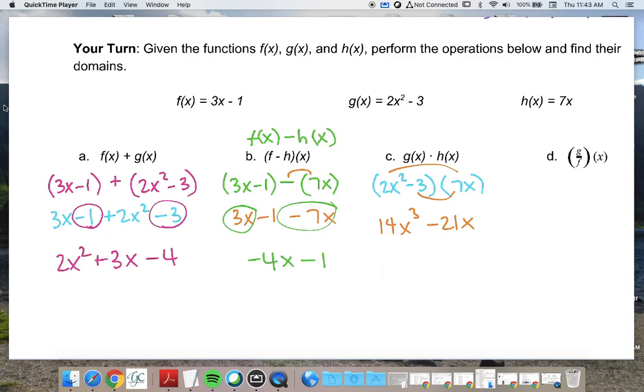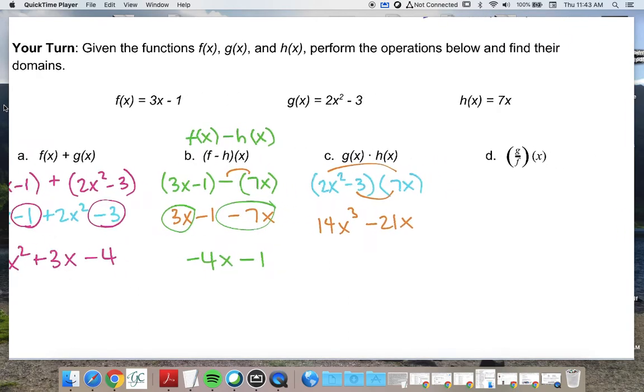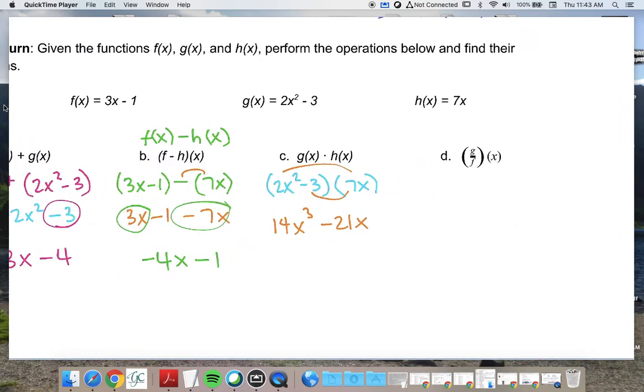All right, lastly, part D, g divided by f of x. We talked about rewriting this just so it's a little easier to see. So this is g of x divided by f of x. And we talked about in a fraction, in this unit, we are literally just plugging it in. We're not simplifying anything else. So g of x is 2x squared, not cubed, minus 3 over f of x, which is 3x minus 1. And there's no simplifying we can do. That's our answer.